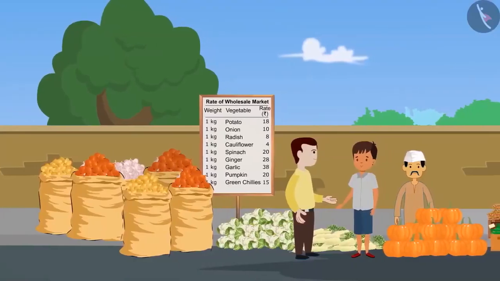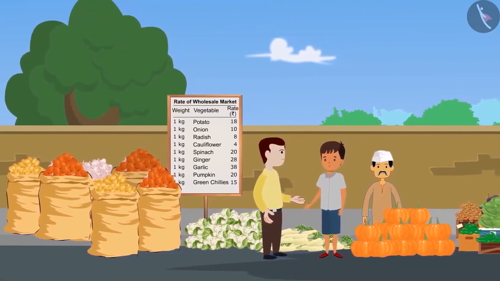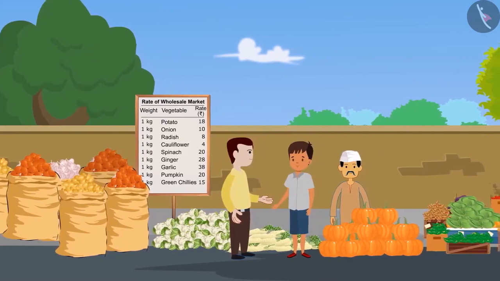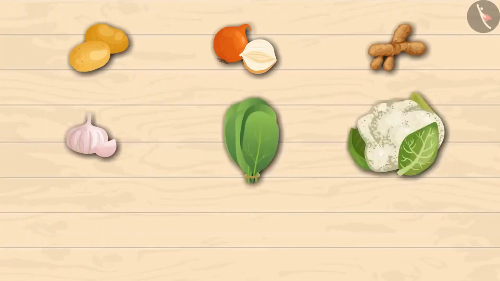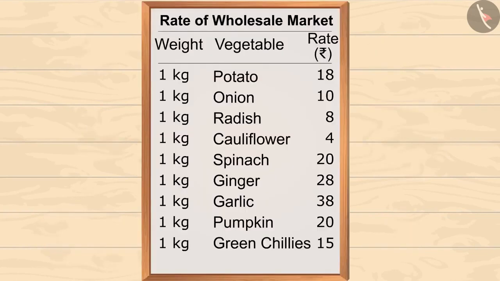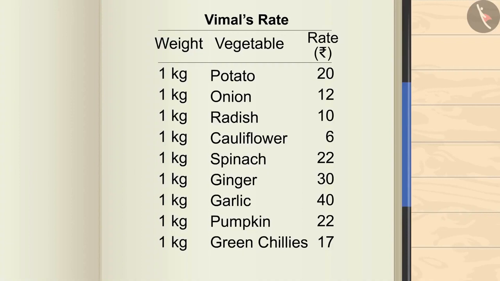Vimal gets up early every morning and goes to the wholesale market to buy vegetables. Today Vimal bought potatoes, onions, ginger, garlic, spinach, cauliflower, pumpkin, radish, and green chilies. You can see their price according to the wholesale market. After returning home, Vimal prepared a list like this.